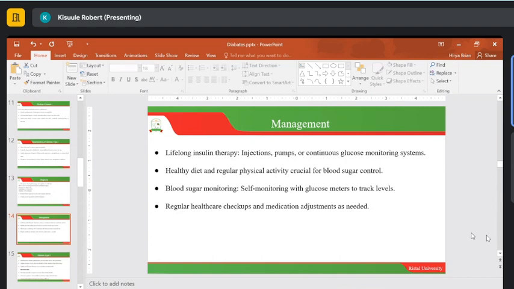So in management, we are looking at lifelong insulin therapy. Like I told you, healthy diets and regular physical activity are crucial for blood sugar control. And also we're talking of blood sugar self-monitoring, using glucometers to track these levels. Really, these are small machines. I will get you a picture later on, if this comes up, showing you how these small machines look. And also regular healthcare checkups and medication adjustments as needed.